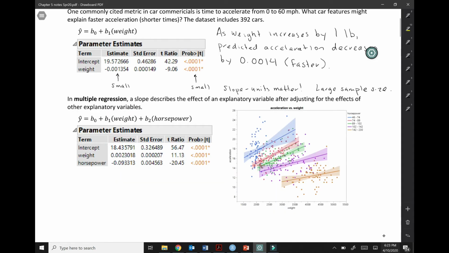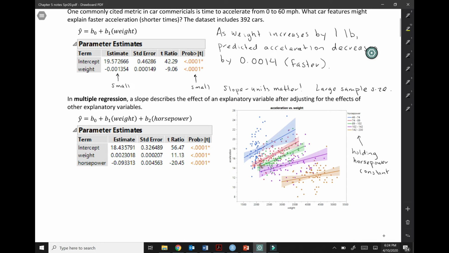Okay, so let's get to the multiple regression model now. So in multiple regression, remember, a slope describes the effect of an explanatory variable after adjusting for the effects of other explanatory variables in the model. So you can sort of even see this in the graph, right? We're breaking it down by horsepower. So essentially, we're holding horsepower constant, right? We're looking at the high horsepower cars all together, so we've got like this orangey color, those are the high horsepower cars, and we can look at what's going on within that group, and we can look within the low horsepower cars.